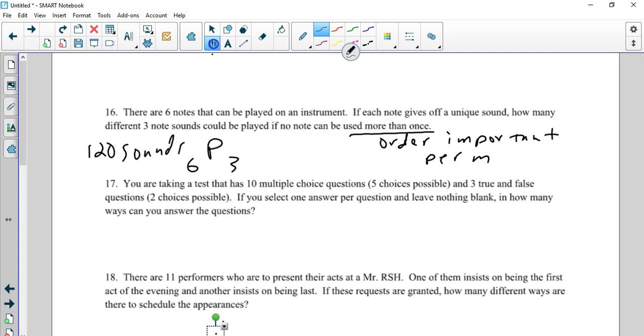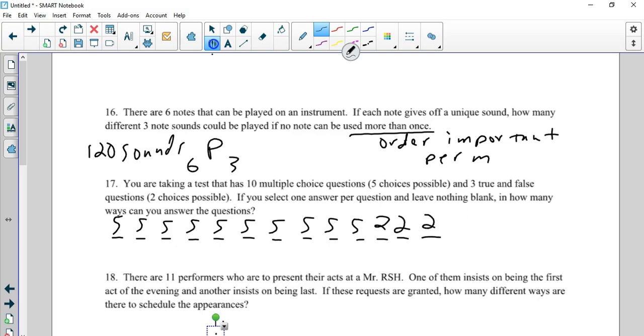Okay, you're taking a test with 10 multiple choice questions. 1, 2, 3, 4, 5, 6, 7, 8, 9, 10. 5 choices each. And 3 true false. True false, true false, true false. How many different combinations of choices are there?